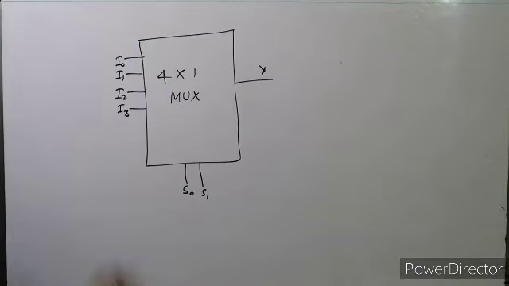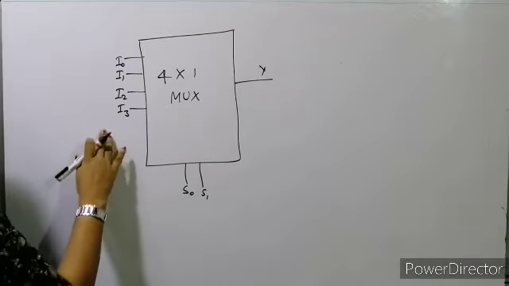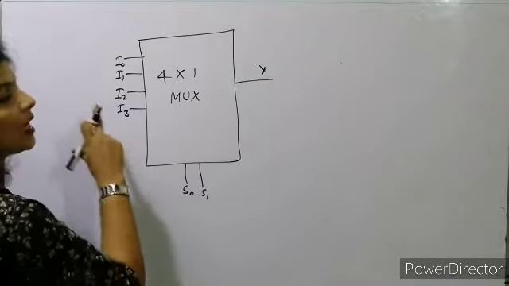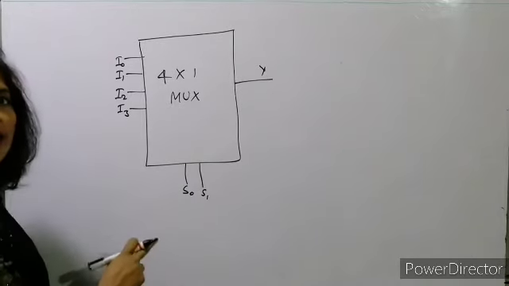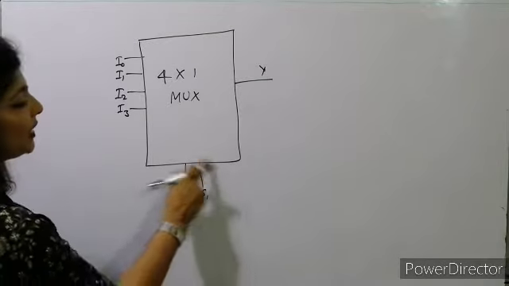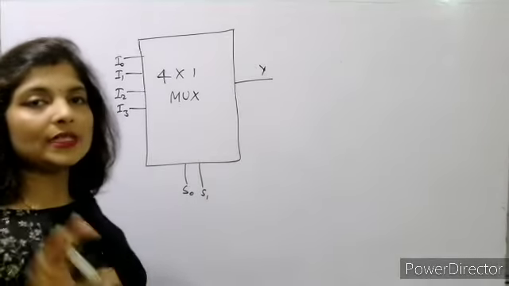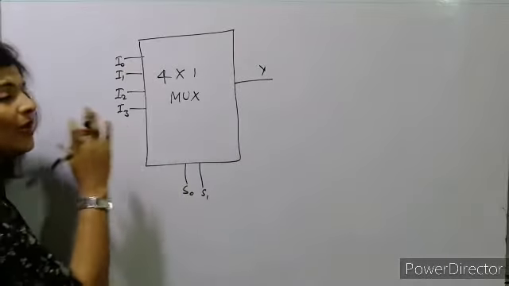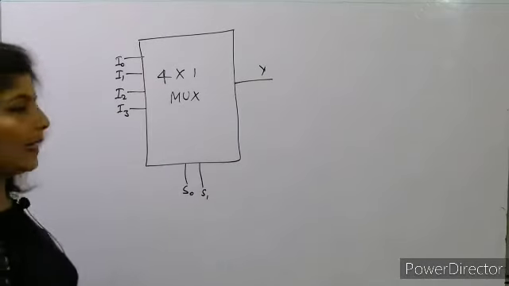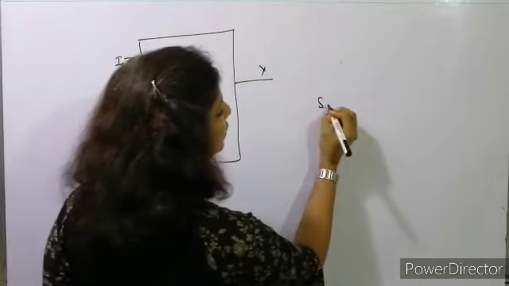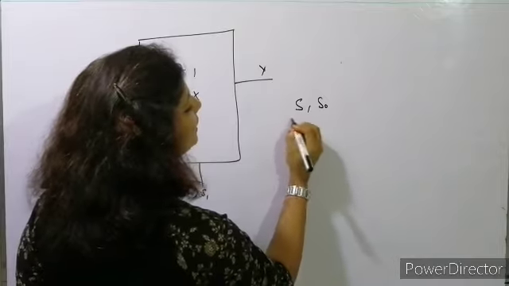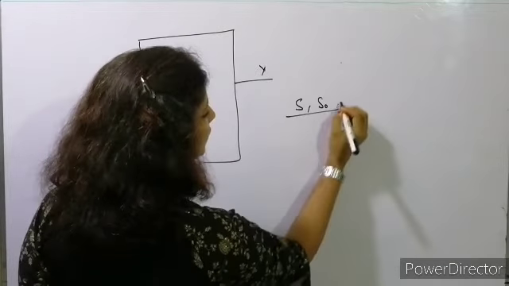This is a 4 cross 1 multiplexer. There will be 4 inputs and 2 select lines, because for 2 to the power n inputs there will be n number of select lines, and the bit combination of these select lines will determine which input will be selected. Now how will it determine that? Because for S0 and S1, what can the input combinations be?